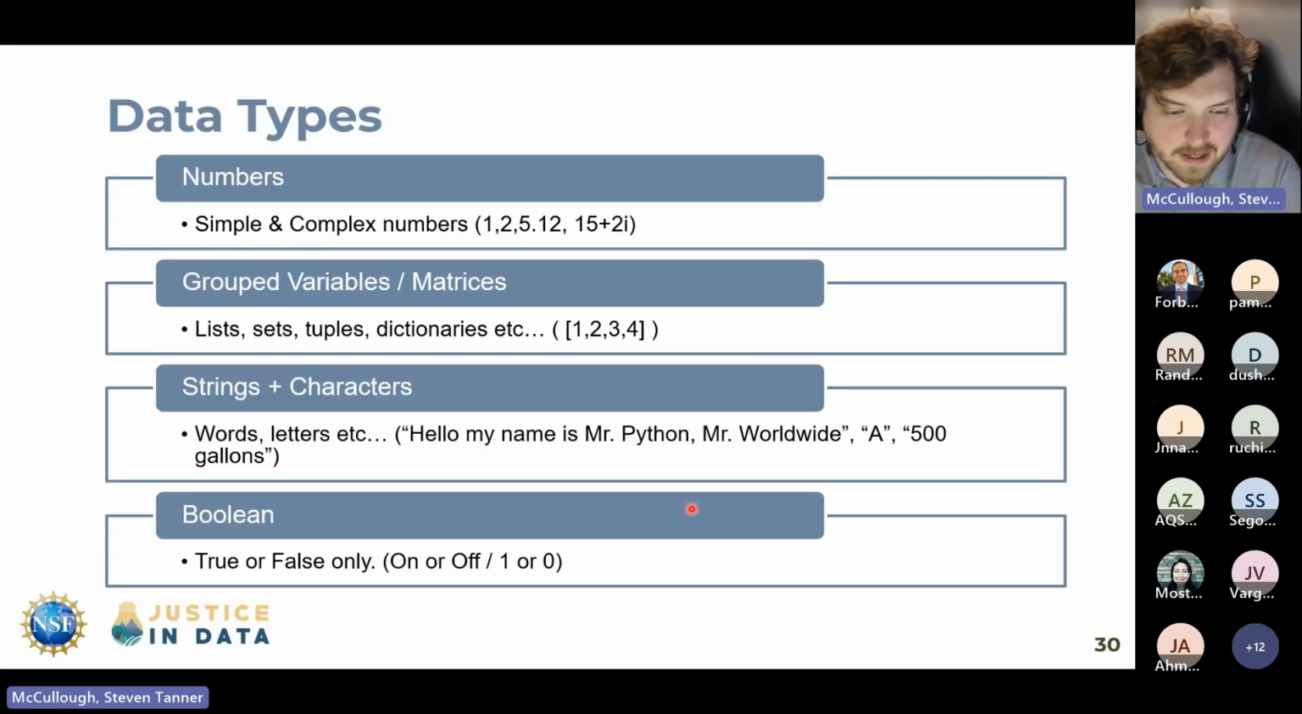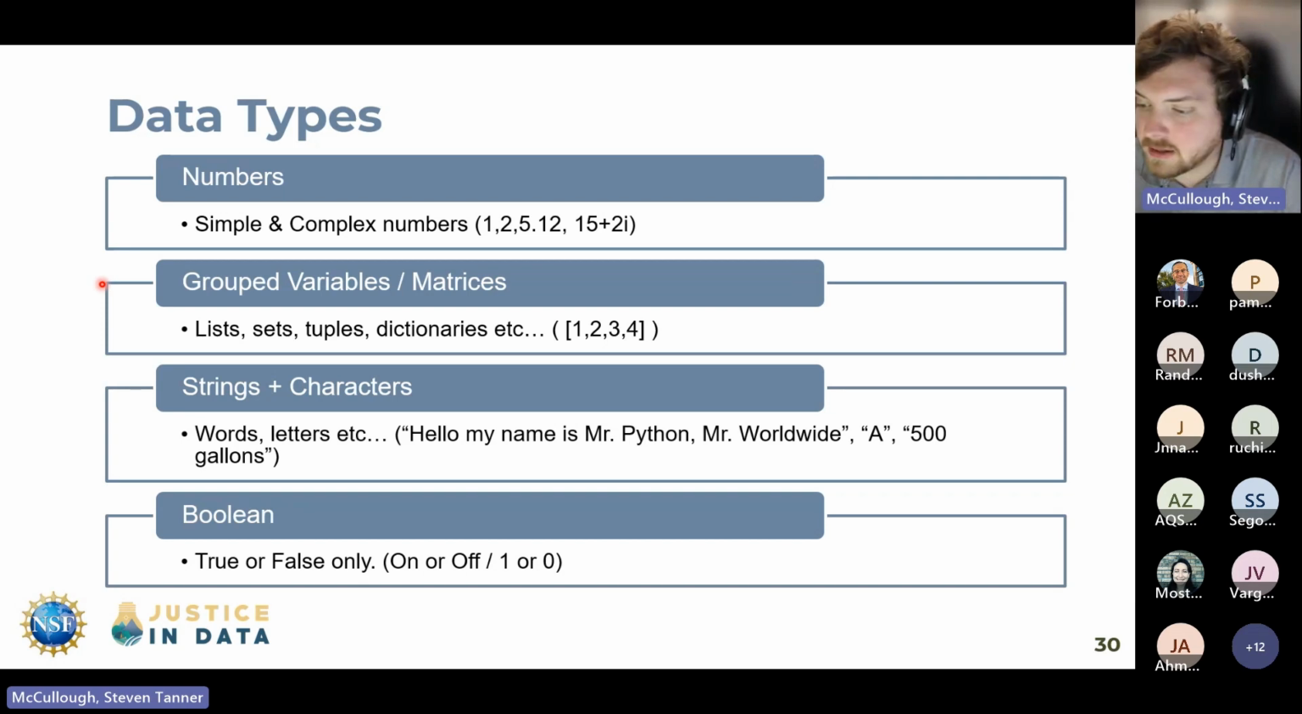So there's some basic data types. There's a lot of data types that exist, but they can be thrown into several containers. You have numbers, simple, complex, those with decimals, those without. Grouped variables, and these can come in a set like lists, sets, tuples, dictionaries, lots of names for them, and we'll go into those more in depth in a little bit. Strings, characters, which are like the names that you may interpret.